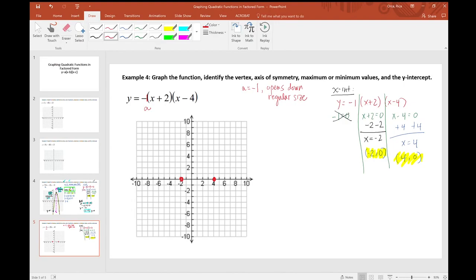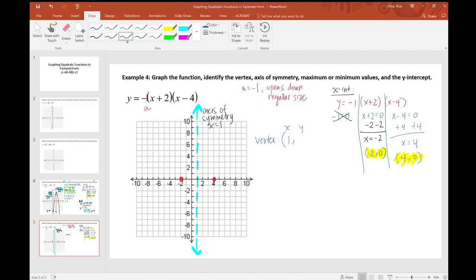Now we need to identify our axis of symmetry. Our axis of symmetry will fall on 1. So we know that the vertex is going to fall somewhere along our axis of symmetry. Now let's find the vertex. The x-coordinate of our vertex will be where our axis of symmetry is at, so that's going to be 1.